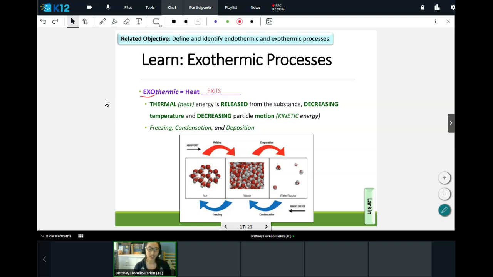So thermal or heat energy is going to be lost or released from the substance. As it gets lost, it's going to decrease in temperature. Just like you, if you lose heat, heat exits your body, you are going to get colder. So you're going to decrease temperature as well as decrease your motion. The particles get less chaotic, less motion. They have less thermal energy to turn into kinetic energy, so they don't move as much. So this time, any process where you get colder and slower is going to be exothermic.